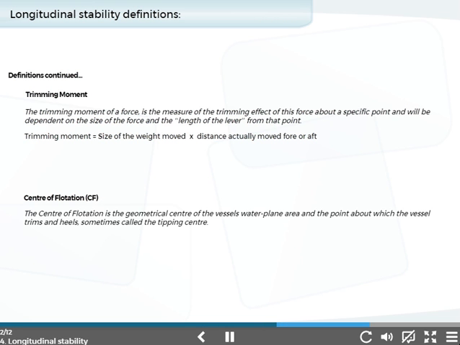The center of flotation is the geometrical center of the vessel's waterplane area, and the point about which the vessel trims and heels, sometimes called tipping center. It is often not appreciated that heeling is also about this point. With a rectangular waterplane, this would be amidships, but with a conventional ship shape, the CF may be forward or aft of this position.